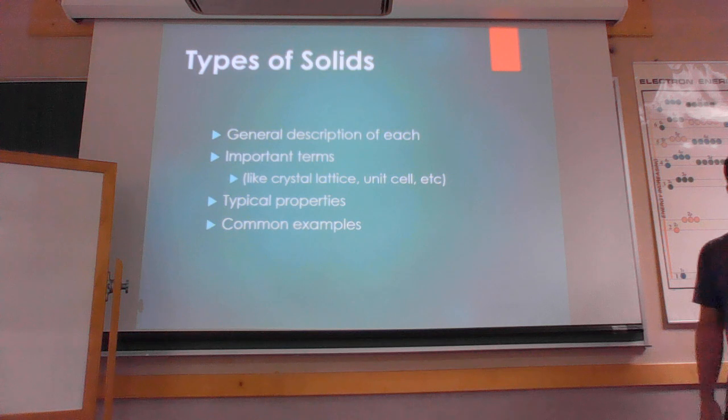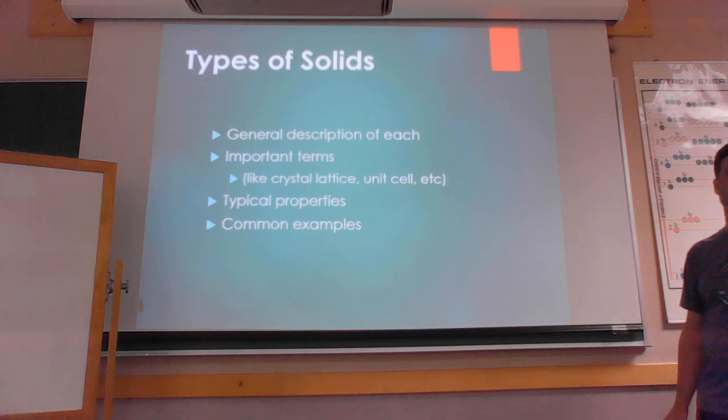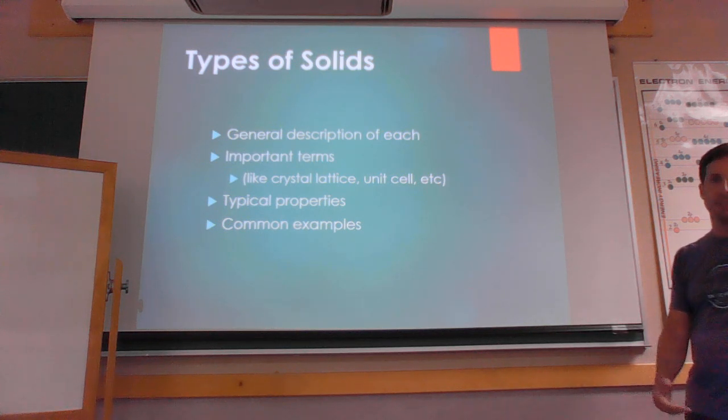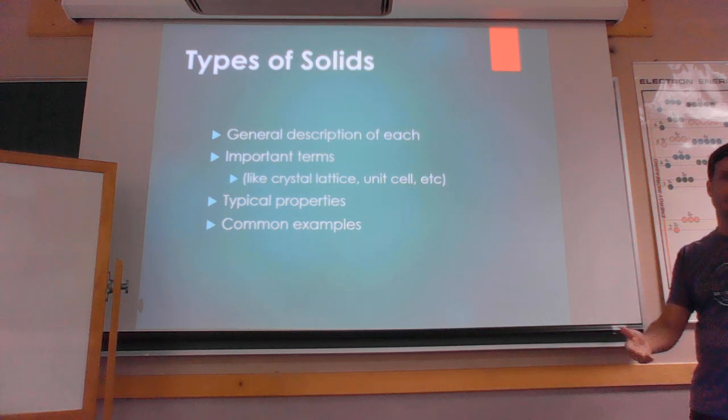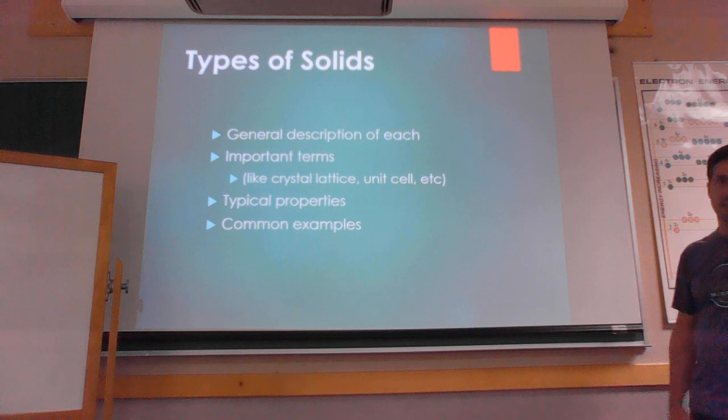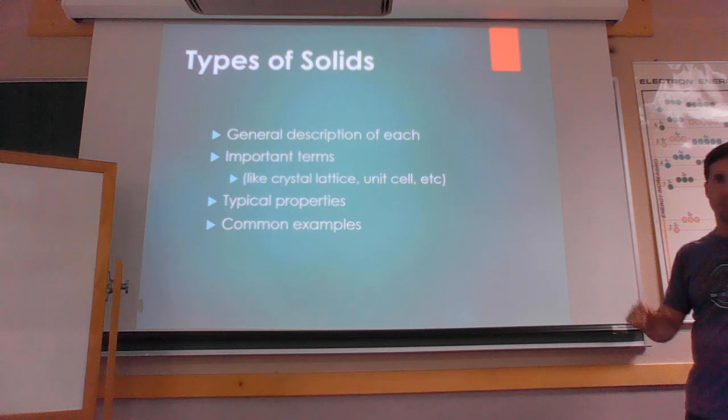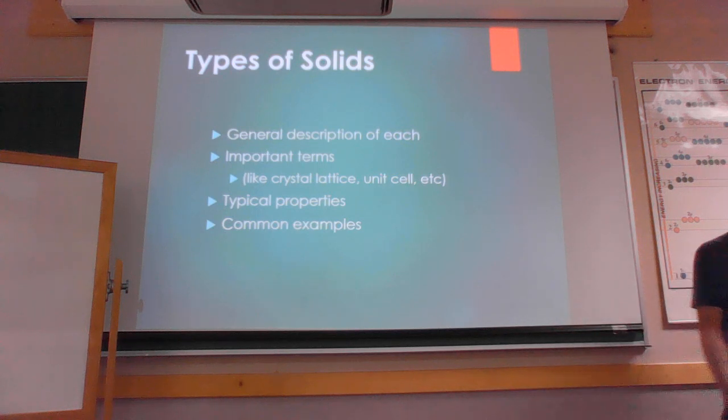And then finally, for each one, it'd be nice if you knew a few common examples. For instance, for a covalent network solid, the two examples that are used most often are diamond, and another one is quartz, which is silicon dioxide. It's one of the forms that silicon dioxide can take. So just be aware of those.